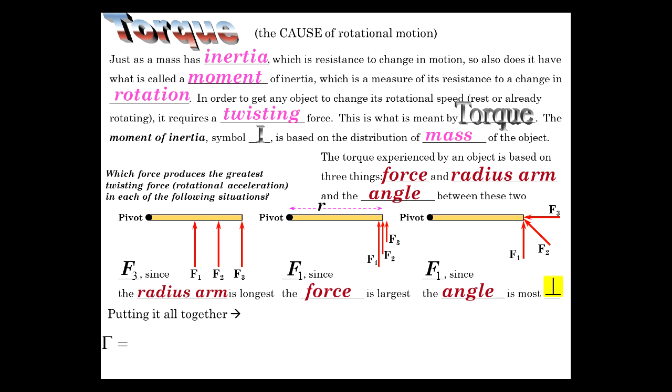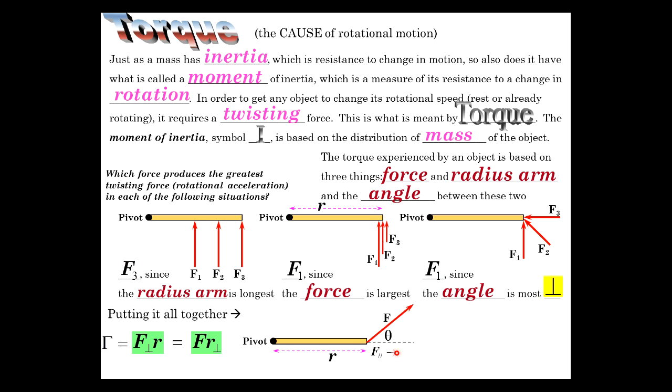So those are the characteristics. So we can put all this together. I'm going to use the symbol cap gamma for torque, and it's the perpendicular force times the radius arm, or the force times the perpendicular radius arm to that force. Both mean the same thing, essentially. So here we have a pivoted arm, just like we had the radius, and we're going to apply a force given by this at an angle theta.